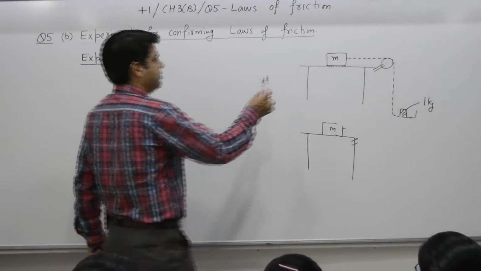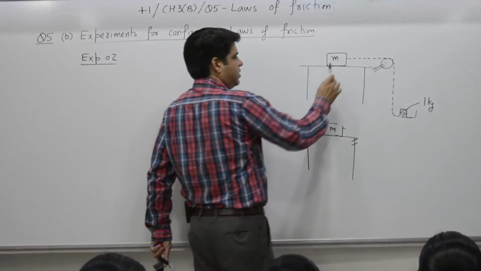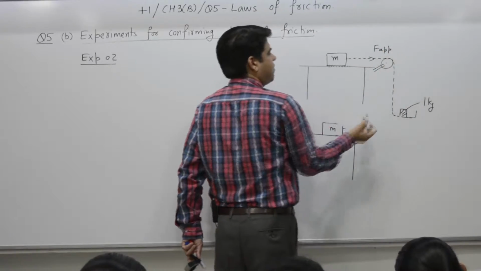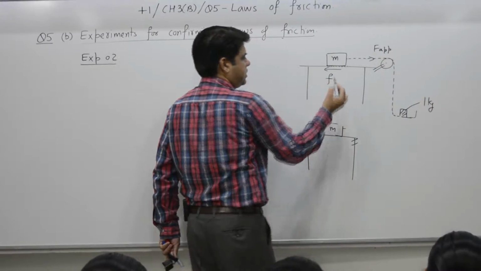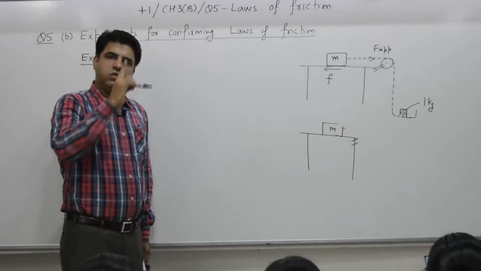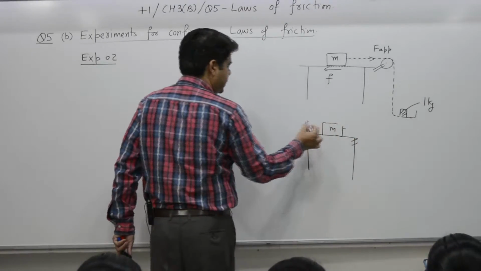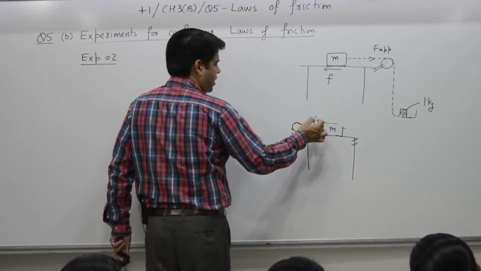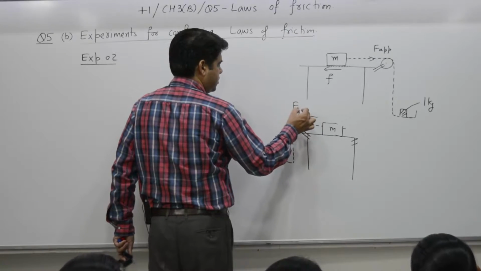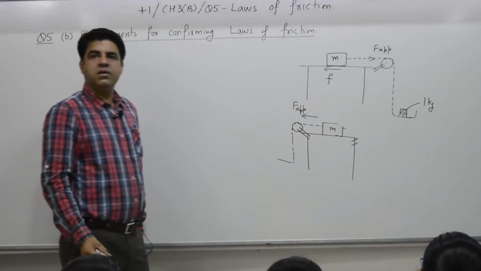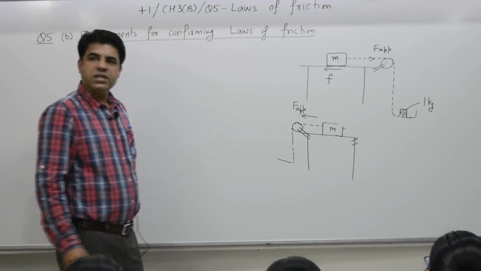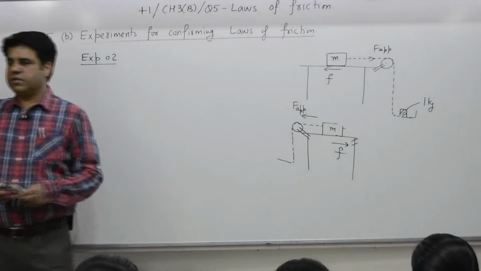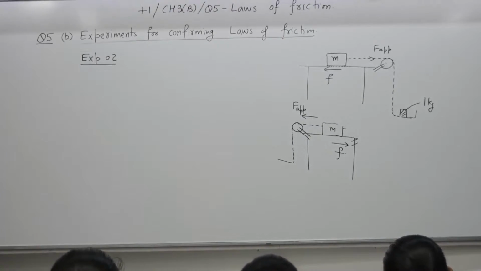First case, experiment number 1. You apply force to the right, applied force is to the right. Friction, opposite. Now change the position of the pulley. Shift this pulley from the right side to the left side. Again apply weight. Now you are applying force to the left. Still the object is not moving because the frictional force is towards the right. 1 minute to complete.